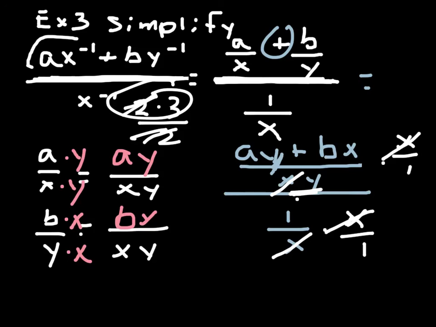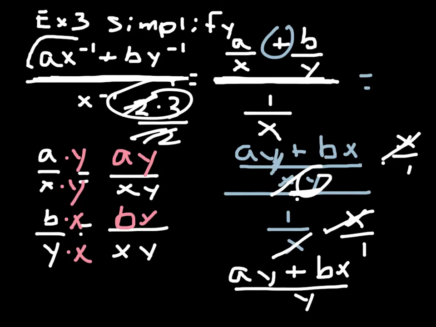Now, that's all I have left, right? So my answer then is simply the ay plus the bx over my y. And I'm done. All right, so this is just a little bit more on complex fractions. And the main idea here is if there's any work to be done above the main bar, you got to do that. If there's any work to be done below the main bar, you have to do that. And then simplify the complex fractions like we've always been doing.